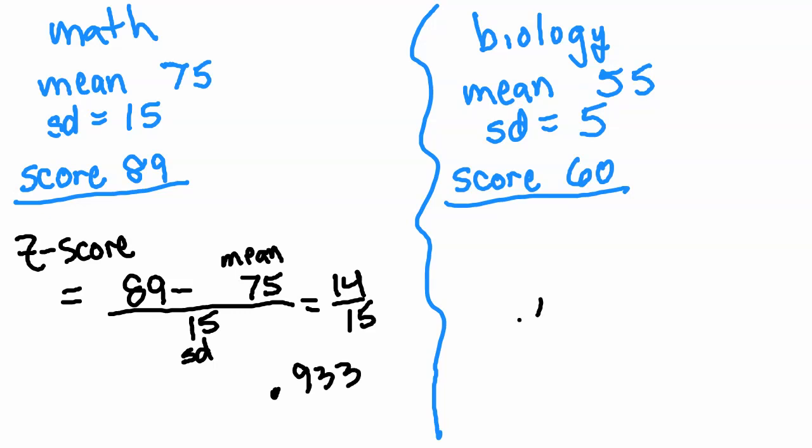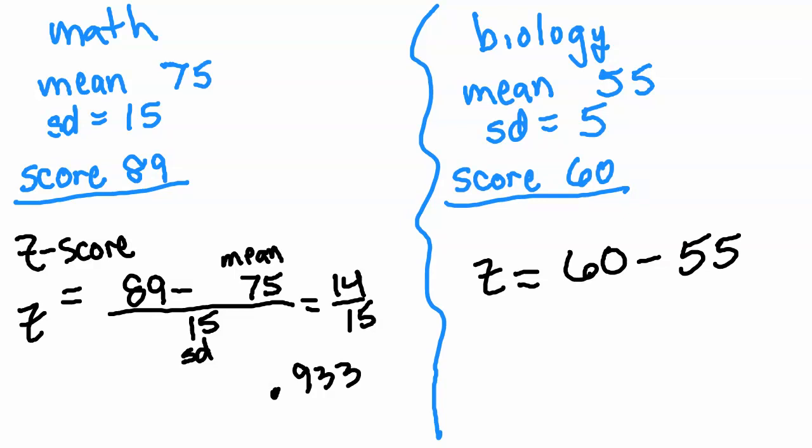And for biology, you would do the same thing. The z-score would be your score, which was 60, minus the mean divided by the standard deviation. So that would be 5/5, which is 1.